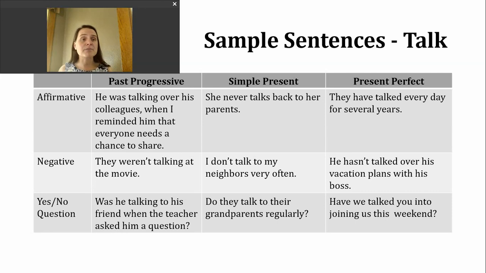To make past progressive, we're going to use a past tense form of be, was or were, and then we'll use the ing form of the verb. Many times we use past progressive to describe an action that was in progress during a certain point in time. We might also use it to describe an action that was in progress when something else interrupted it.